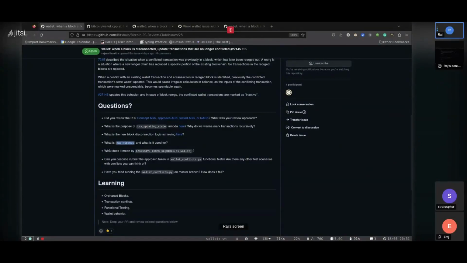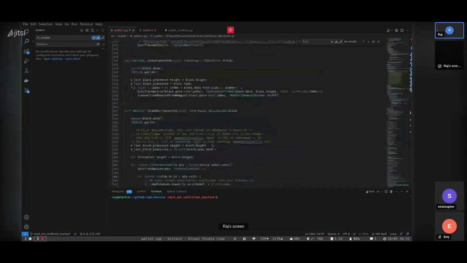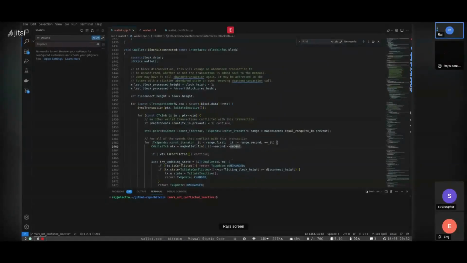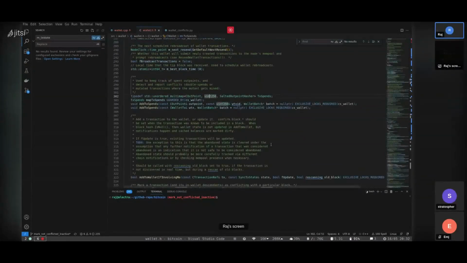Okay, the next one is kind of simple. What does EXCLUSIVE_LOCKS_REQUIRED(cs_wallet) mean? What does it mean by this exclusive lock required thing? You will find this in many places around the code base, not just in the wallet, but in node and P2P. There are these things called EXCLUSIVE_LOCKS_REQUIRED. Anybody want to chime in? What does it mean?